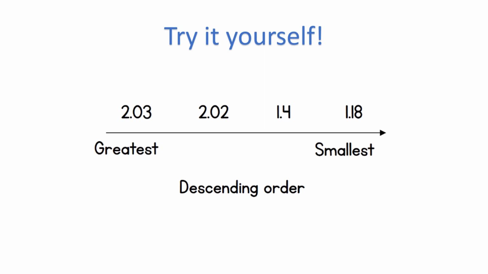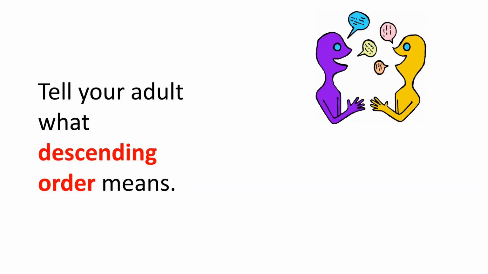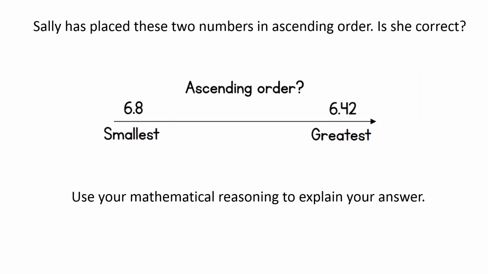ascending and descending. Now I want you to tell your adult what descending order means. Well done, everyone.